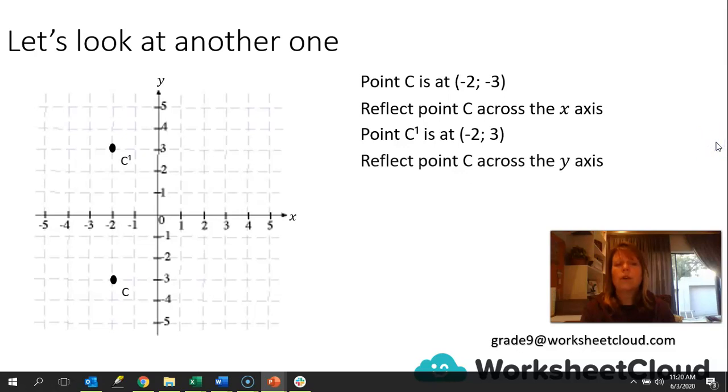Right. So if we want to reflect point C across the y-axis, this time we're going to come into this quadrant here. And what is going to happen, we now call it C2, where now our y value stays the same, but our x value alters. In other words, the x value changes from a minus to a positive. So point C2 is now 2, minus 3. Can you see? Your y value stayed the same because it's on the y line, but our x value became a positive because we reflected it across the y-axis.